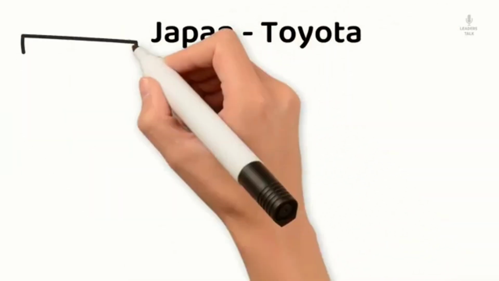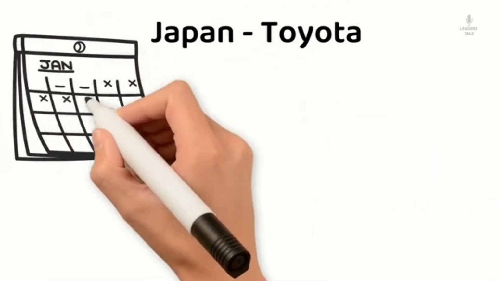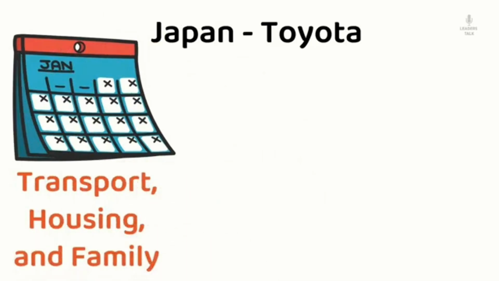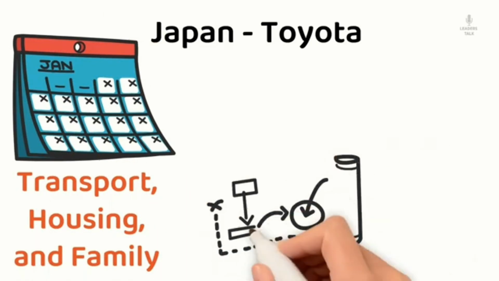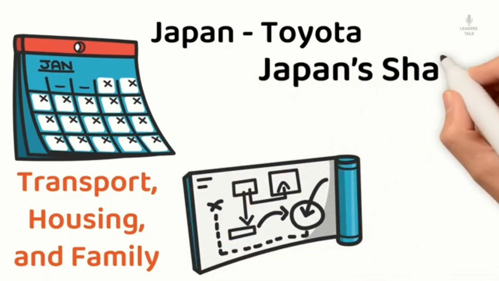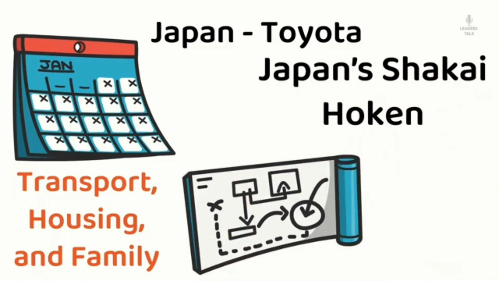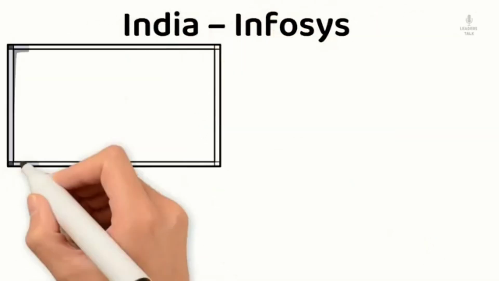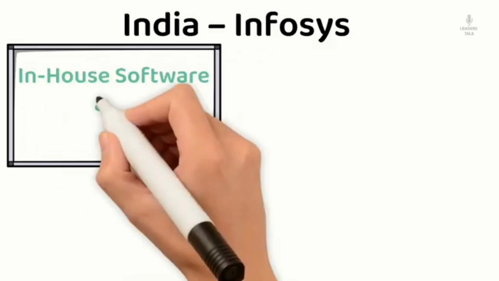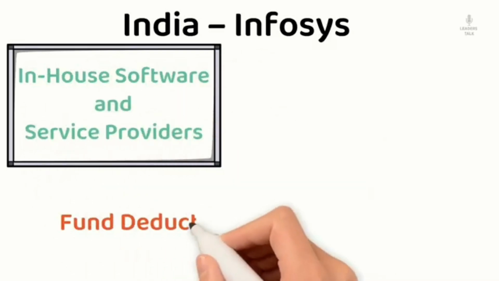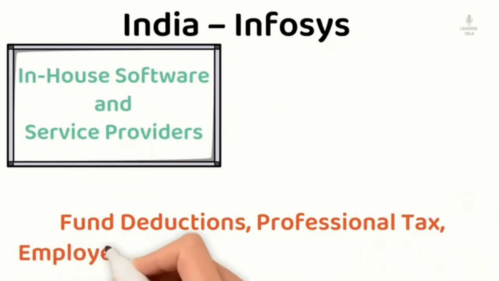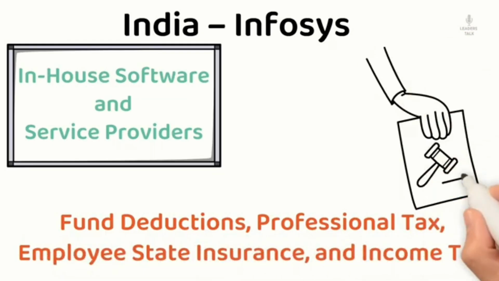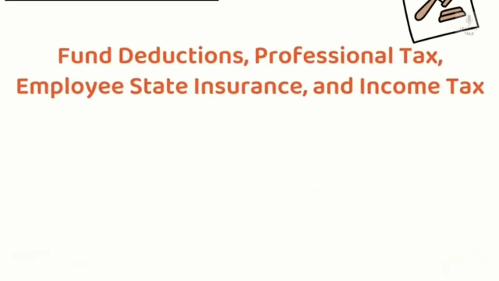Number 2, Japan, Toyota. In Japan, payroll is monthly. Toyota's payroll includes allowances for transport, housing, and family. Taxes and bonuses are highly structured, and compliance with Japan's Shakai Hoken social insurance system is crucial. Number 3, India, Infosys. Infosys uses a combination of in-house software and service providers. Their payroll includes Provident Fund deductions, professional tax, employee state insurance, and income tax. Compliance with labor law and audits is frequent.